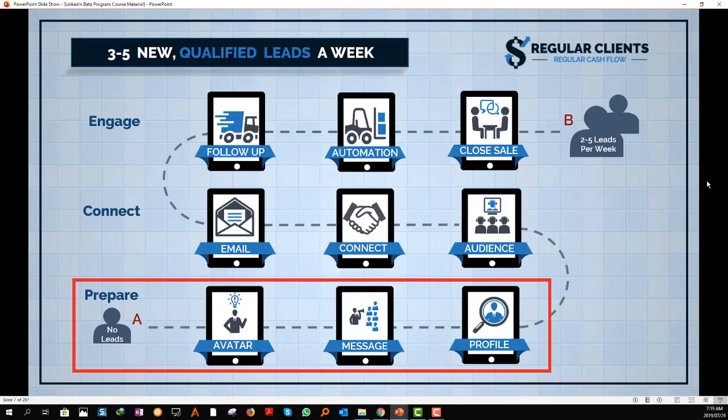Then we need to know what the message is that we've got to put in front of them. So as soon as we put the right message in front of the right people, they will know without a shadow of a doubt that they need to hire you as their service provider or their accountant. And then, of course, once we've got that information, we translate that into our profile, and that's what allows people to decide whether they're going to connect with us firstly, and then helps them to decide whether we are the right service provider for them.